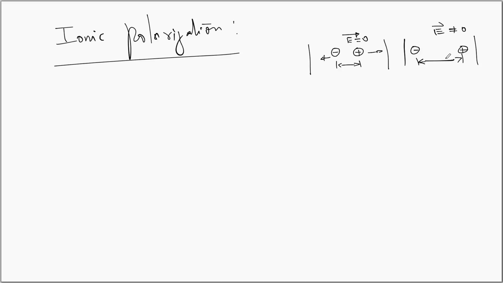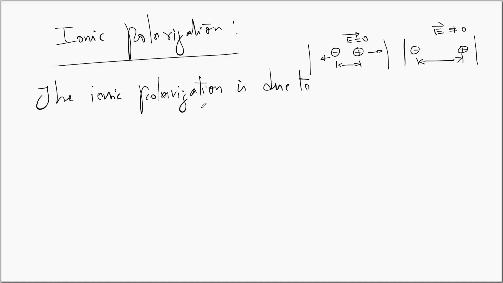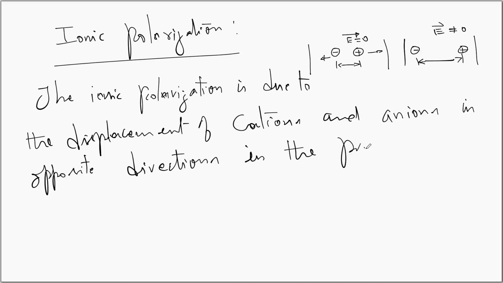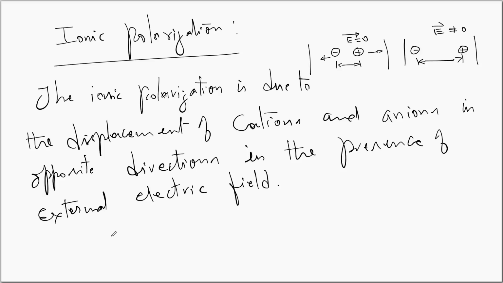The ionic polarization is due to the displacement of cations and anions in opposite directions in the presence of an external electric field. Ionic polarization can be observed only in ionic solids.